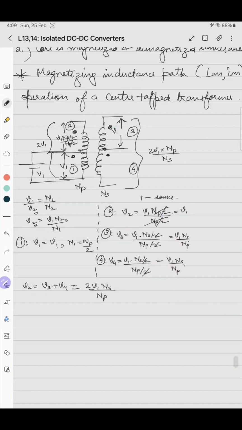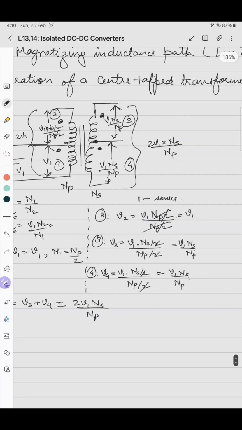So V1 Ns by Np, and this is V1 Ns by Np. So based on the number of turns, we have verified what should be the voltage drop across each of the windings, and also by using KVL, as the number of turns are the same, half of the voltage will be induced.